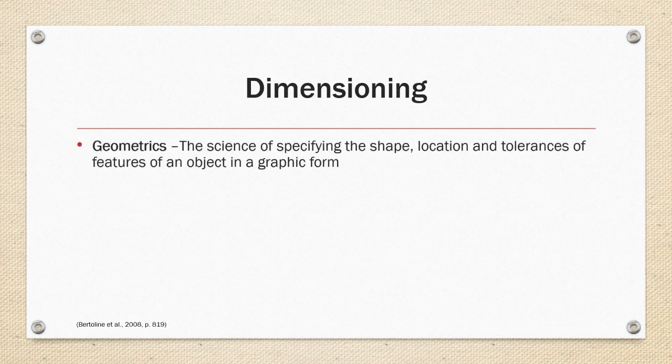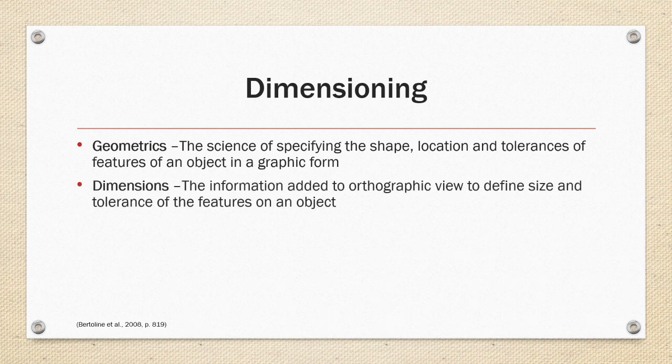Technical drafting involves the science of geometrics, or the science of specifying shape, location, and tolerances of features of an object in graphic form. Dimensions are the information added to orthographic representations of the object to define size and tolerance of the features on an object.